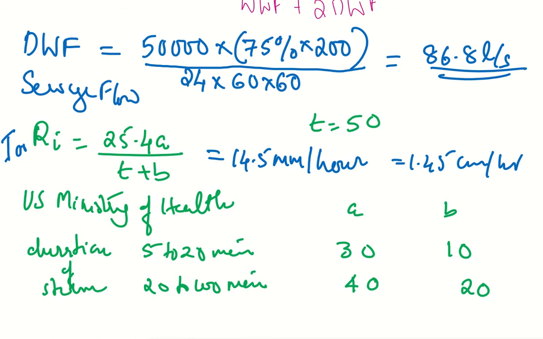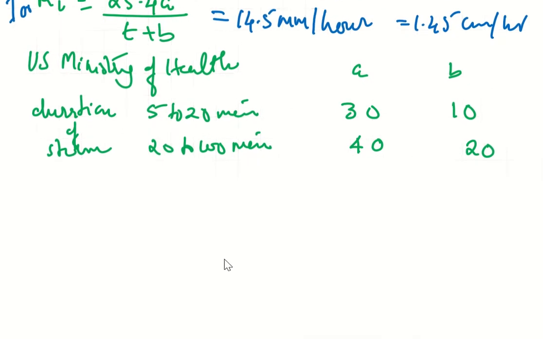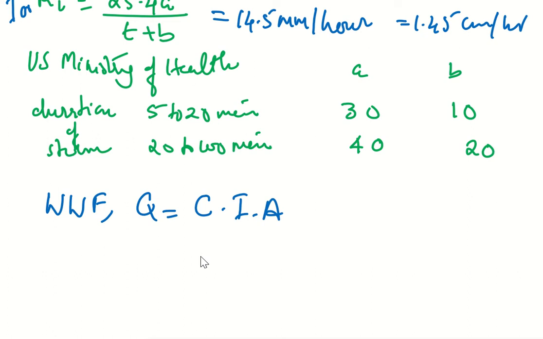Now you got the I value, and the C value is already given. Now what you have to find out is the wet weather flow. That is the wet weather flow Q, which will be equal to, according to the rational formula, C into I into A. What is C? C is given as 0.3, right? So 0.3 into I is given as 1.45. Here I am using 1.45 centimeter per hour. Either you can use 14.5 millimeter per hour or 1.45 centimeter per hour. Accordingly, you have to convert all the values into liter per second.